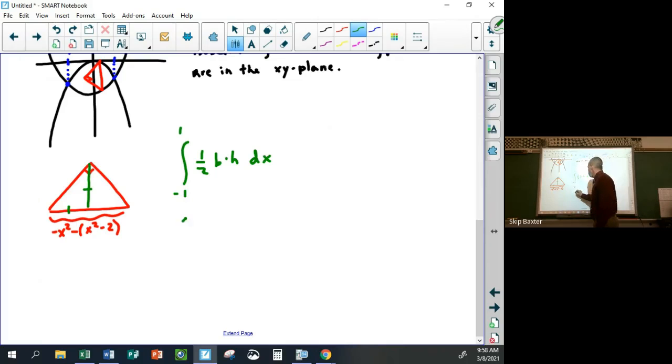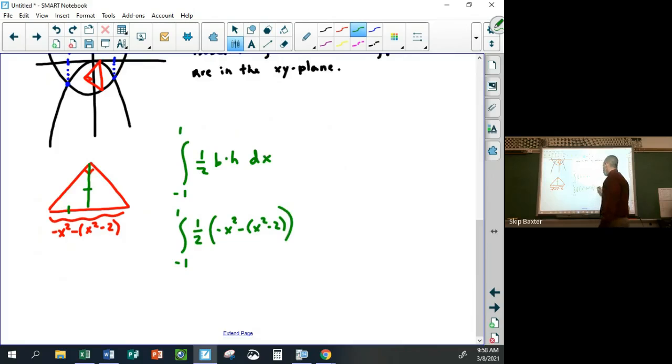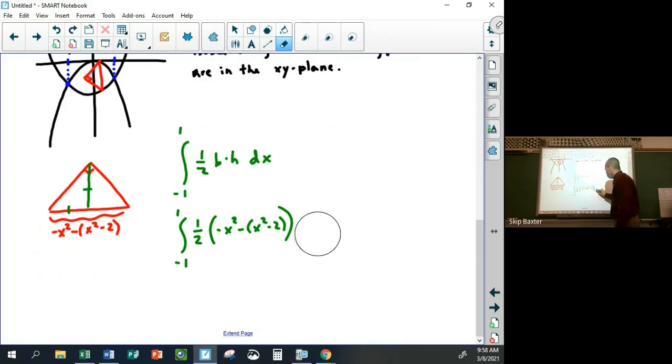So this is going to be the integral from -1 to 1 of 1/2 base, which is this, negative x squared minus x squared minus 2, times the height, which is half of that. Well, I could simplify that, right? Think about it. If the height is half of this amount, I could just square that and square that. Done.